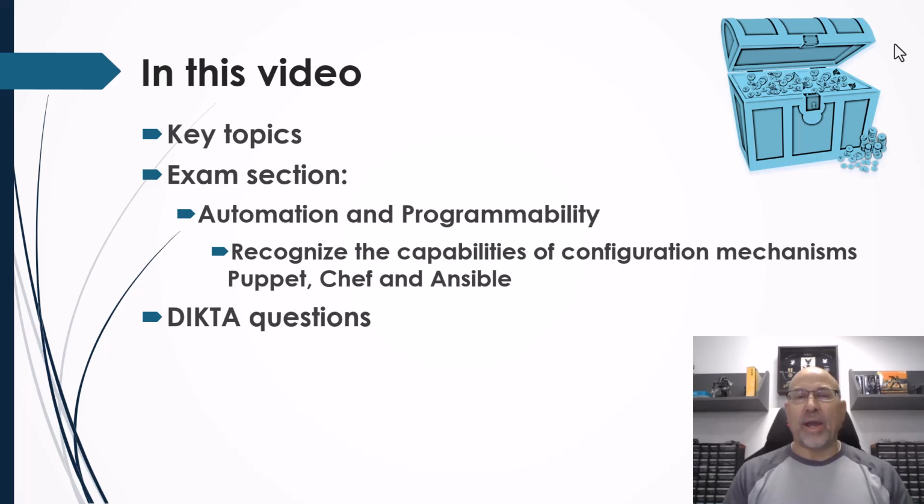The exam section that we're after is still automation and programmability, but this time we're going to worry about configuration management. There are a bunch of things that we want a configuration management tool to be able to do for us. So this will be recognizing the capabilities and configuration mechanisms of Puppet, Chef, and Ansible. First we'll talk about what you want in a configuration management tool, and then we'll quickly hit the basics of all three of those. And then the "do I know this already" questions.